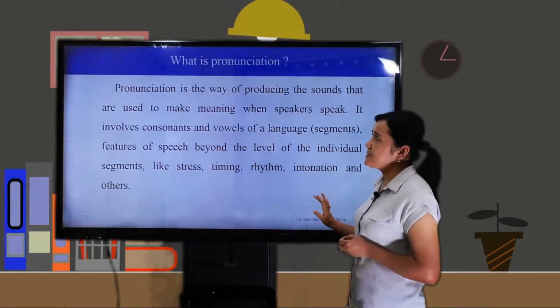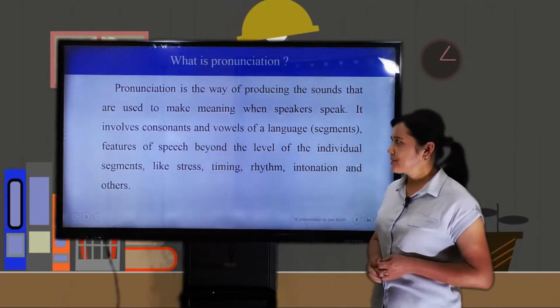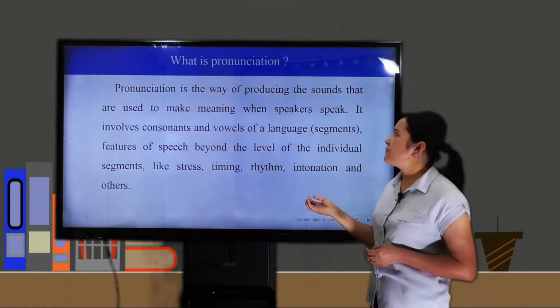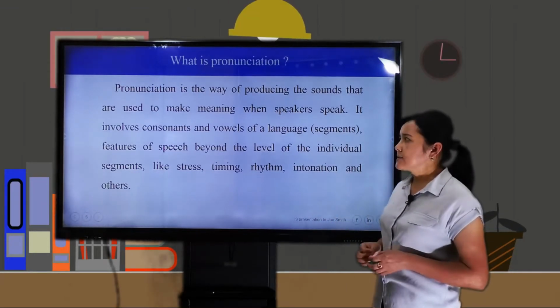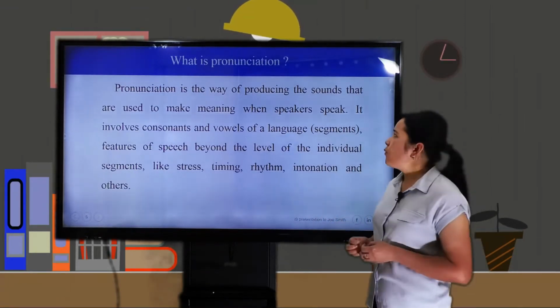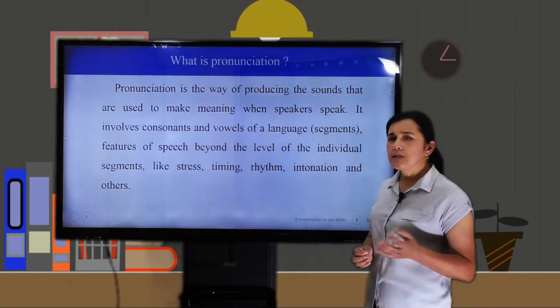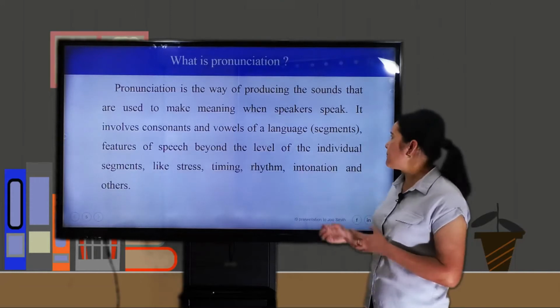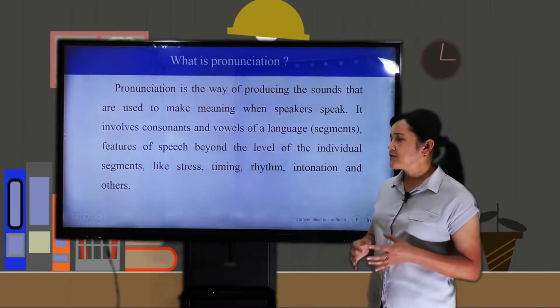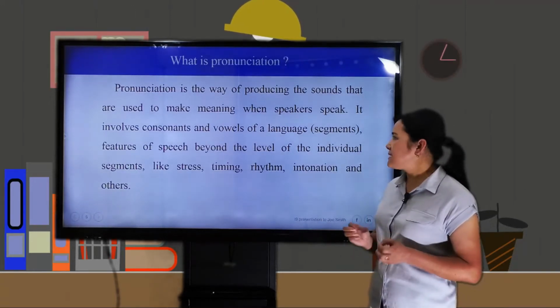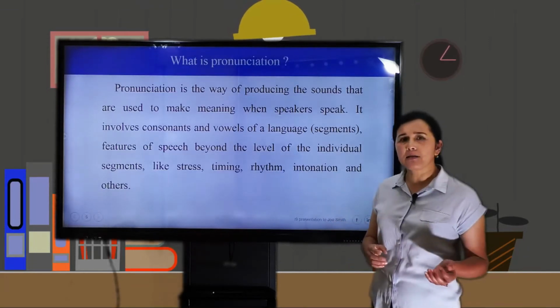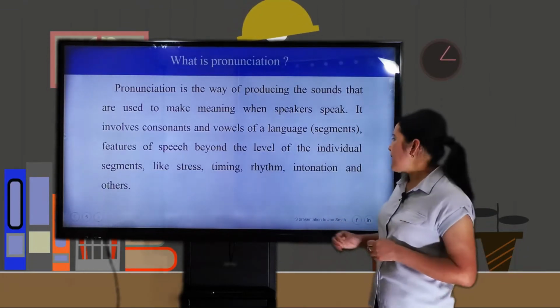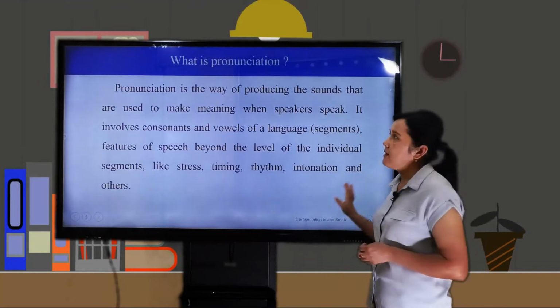And what is pronunciation? Pronunciation is the way of producing the sounds that are used to make meaning when speakers speak. It involves consonants and vowels of a language, segments, and features of speech beyond the level of the individual segments, like stress, timing, rhythm, intonation, and others.